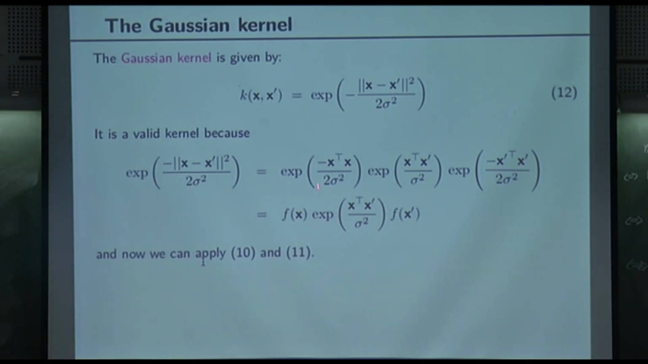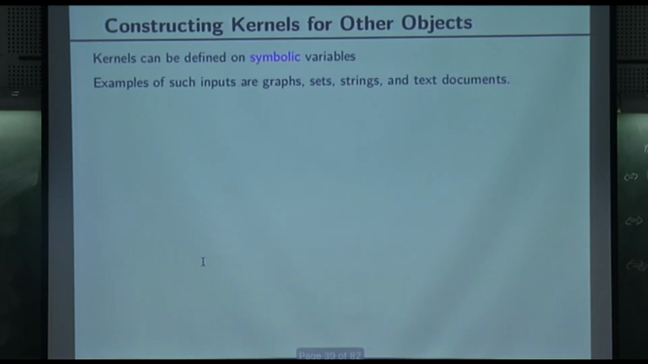This first quantity, just define it as some function of x, then the last quantity is the same function of x prime. What about the stuff in the middle? I know that x transpose x prime is a kernel. Multiplying it by a non-negative number, 1 over sigma squared, gives me a kernel. Taking the exponent of that kernel gives me a kernel, and therefore this entire thing is a kernel. Therefore this Gaussian kernel is in fact a kernel.